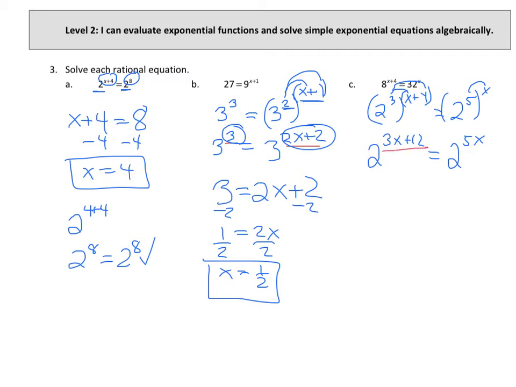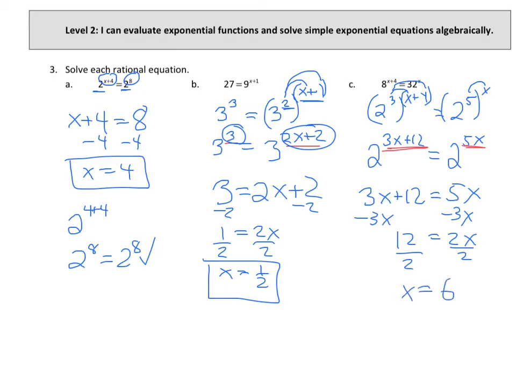Now I take those exponents and set them equal to each other. And my new equation is 3x plus 12 equals 5x. So I would subtract 3x from both sides, and we get 12 equals 2x. Divide both sides by 2, and x equals 6.